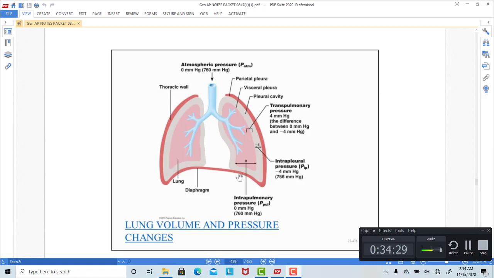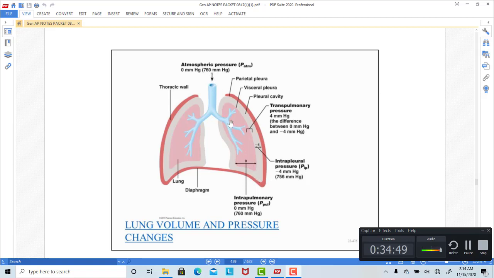And then as the diaphragm moves up and the external intercostals relax and move the ribs in, that's going to decrease the volume, which is going to increase the pressure. And then intrapulmonary pressure will be higher in the alveoli compared to the atmospheric pressure, and that's going to cause air to flow out of the lungs.